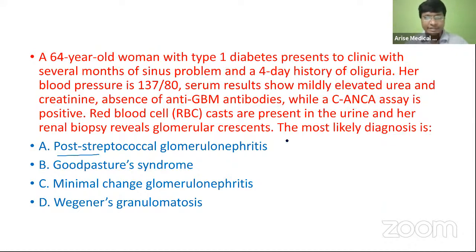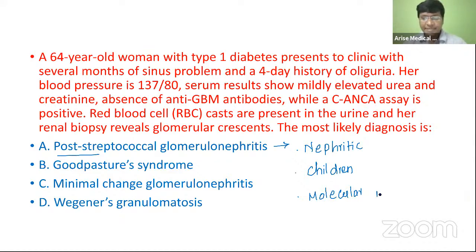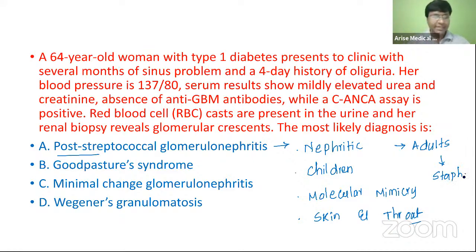Now, you take post-streptococcal glomerulonephritis. It will present as nephritic syndrome, and it is most commonly seen in children. The pathogenesis is molecular mimicry. Post-streptococcal glomerulonephritis follows both skin and throat infection. Now, we also have glomerulonephritis in adults as well. But in adults, the organism causing post-infectious glomerulonephritis will be Staphylococcus.